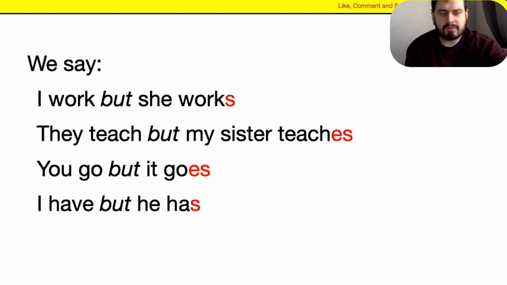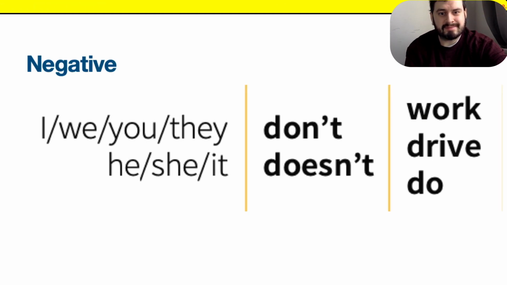Now sometimes we need to change the verb completely to add the S on the end. Have is a good example of this because have is a common verb. We use it quite often in English because it just has many meanings. So just be aware of the spelling of that one.